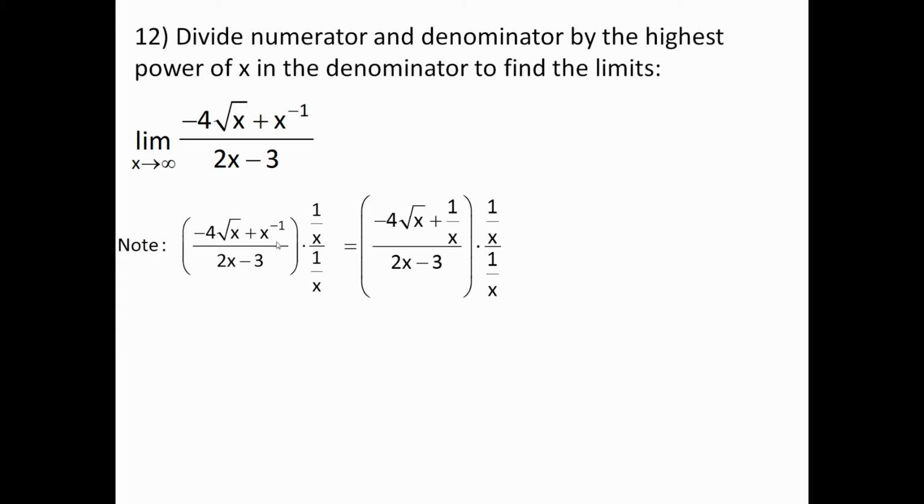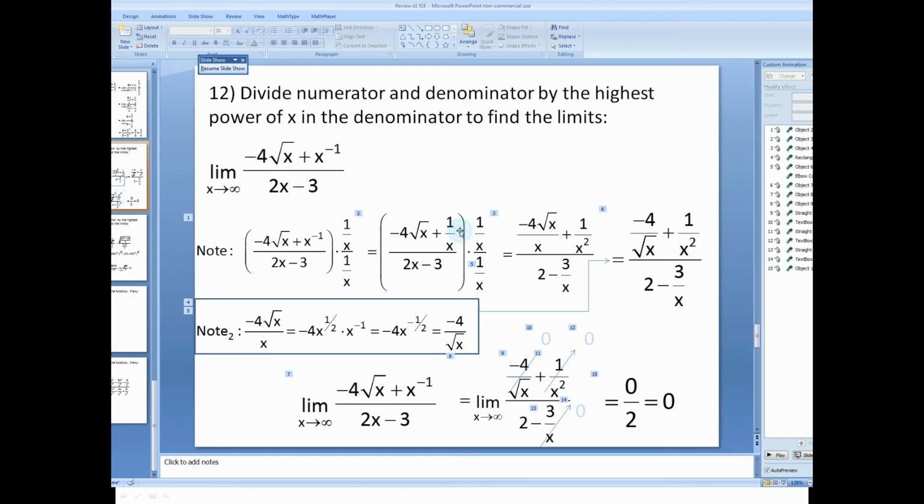I want you to note that this term here in the numerator, x to the minus 1, that's equivalent to 1 over x, right? So you have to remember what a negative exponent is. So x to the negative 1 is 1 over x.